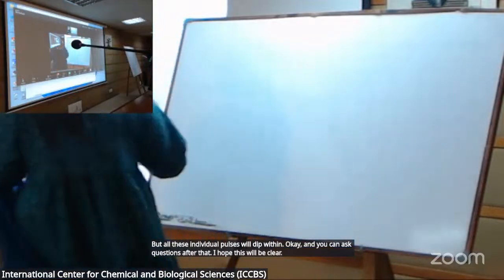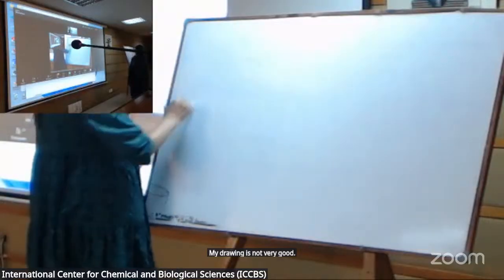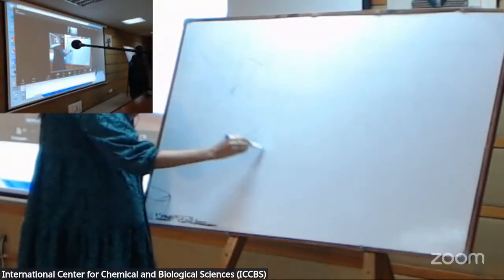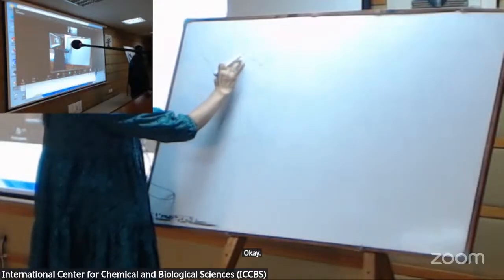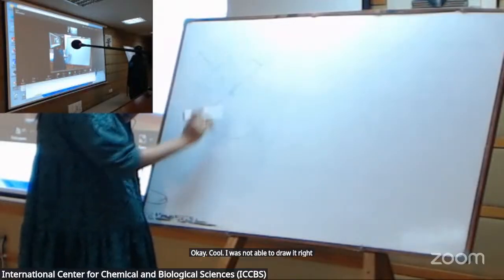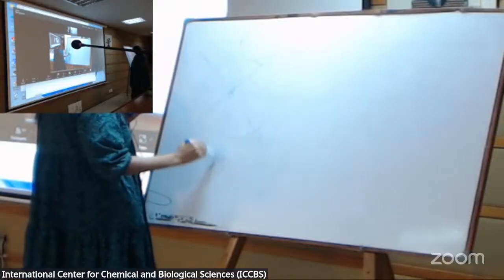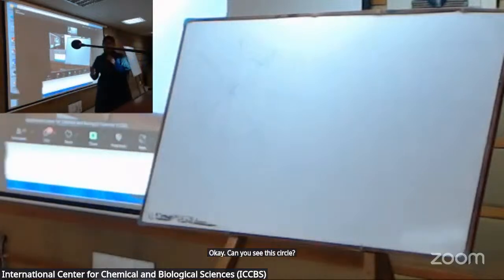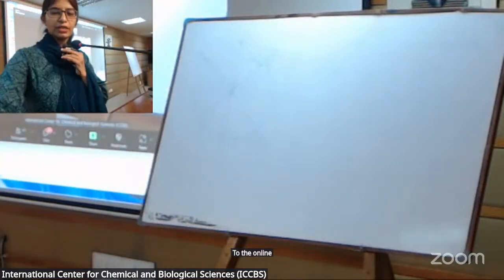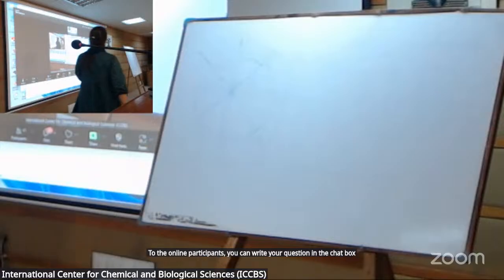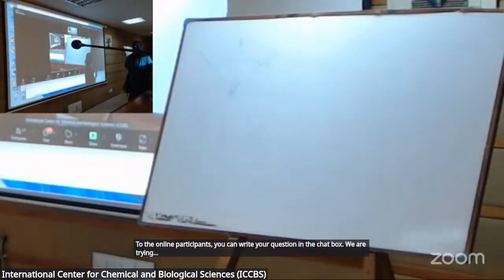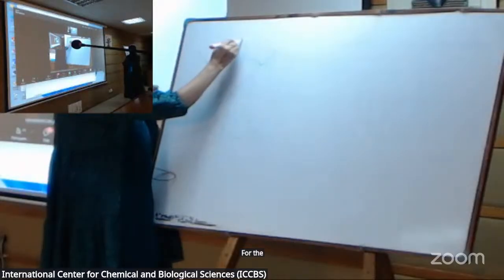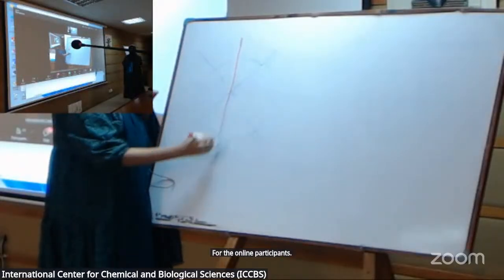My drawing is not very good. Actually, it's very bad. So I was not able to draw it rightly. Can you see this circle? To the online participants, you can write your question in the chat box. We are trying to explain it to you as well, but I know that this will be difficult for the online participants. Okay, this is better.